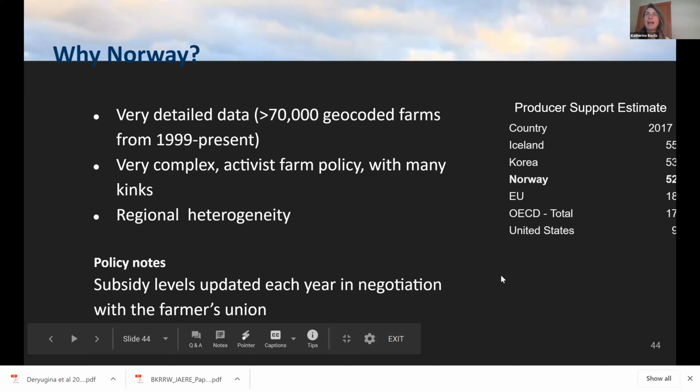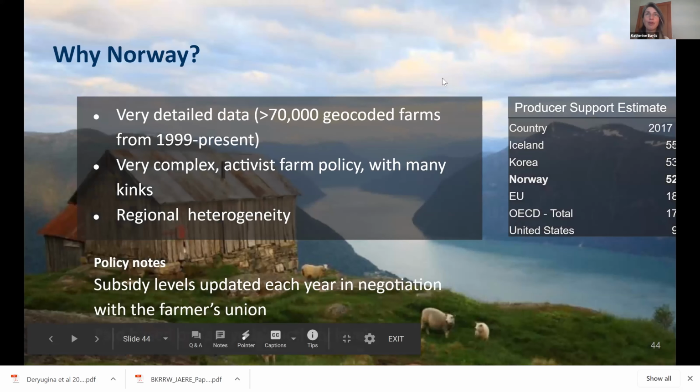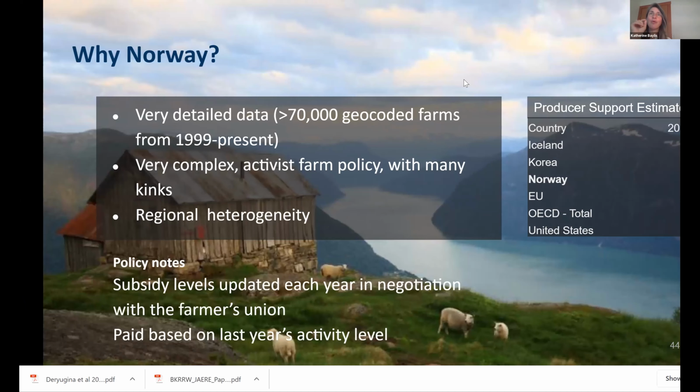Regarding the farm policy work, yes, there's a working paper on it. I will add a link to that before I send the slides out, but it's in the references, so anyway.